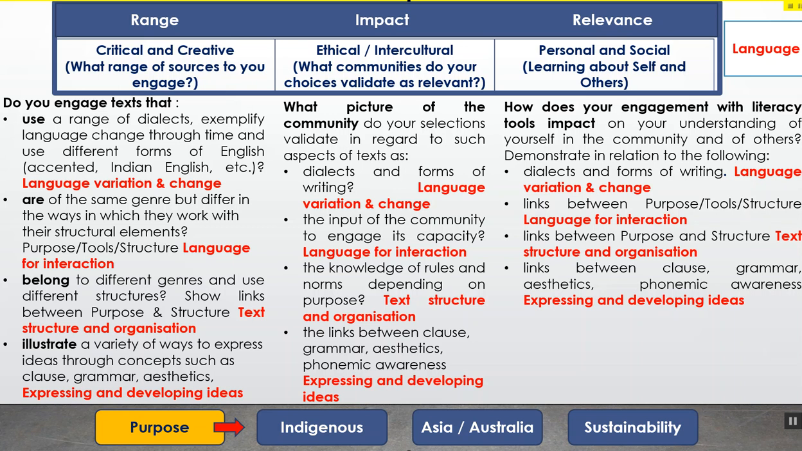So here, in terms of critical and creative, illustrate a variety of ways to express ideas through concepts such as clause, grammar, aesthetics. You could have a look with the child, what's the purpose of a recipe? To express, to put the idea across fast. 2 eggs, right? 2 eggs.